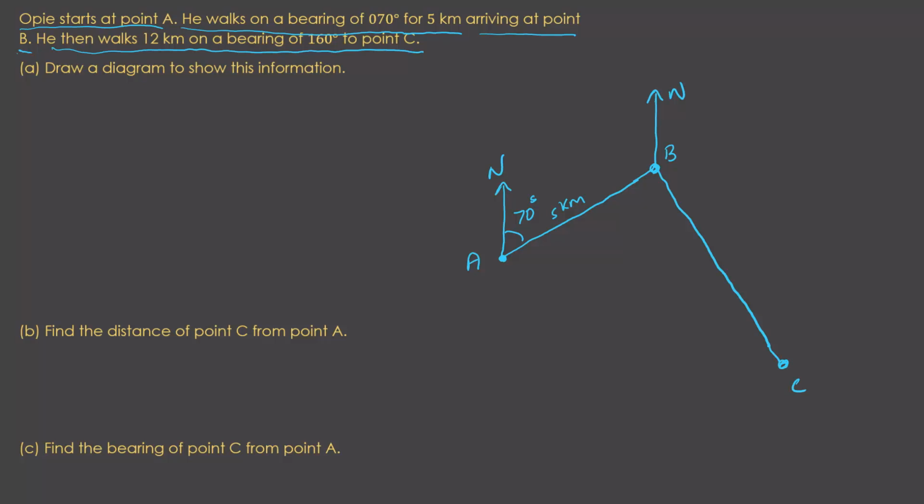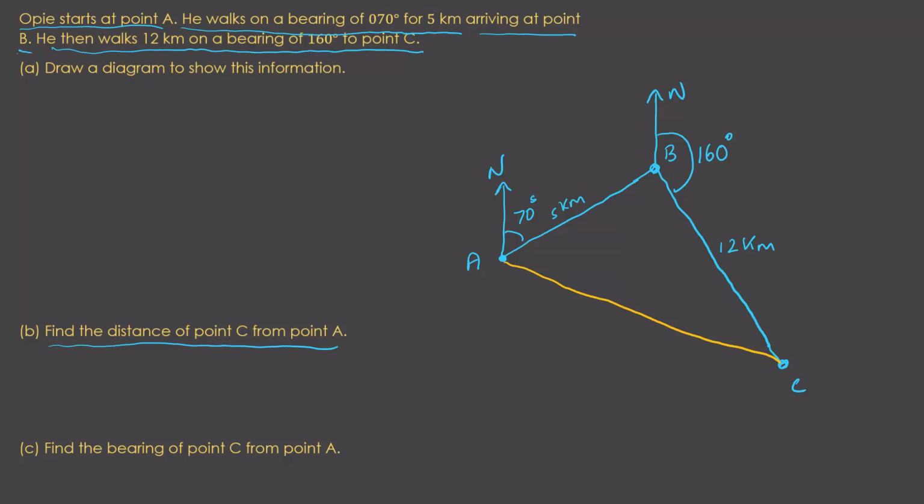to point C, and that distance is 12 kilometers, and we know that this angle here is 160, and then we can see that that's where he is from the start. We're asked to find the distance of C from A, so the length of the line I've drawn in yellow.